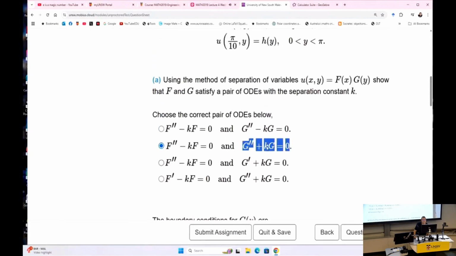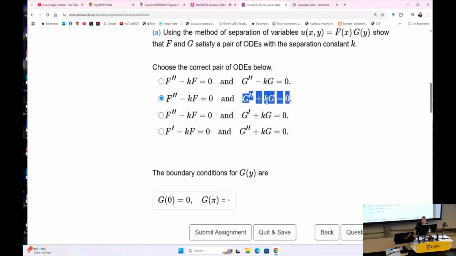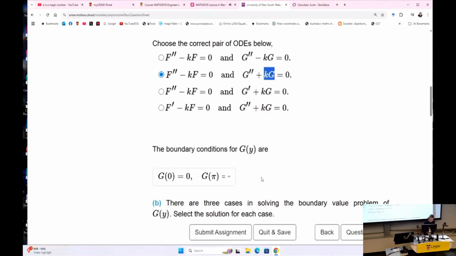The first case is k equals 0. So what will happen? If k equals 0, that term disappears, right? So it's g double dash equals 0. So we can integrate that twice. Yeah, we integrate, a y plus b, something like that. And then you have the boundary conditions. Okay?